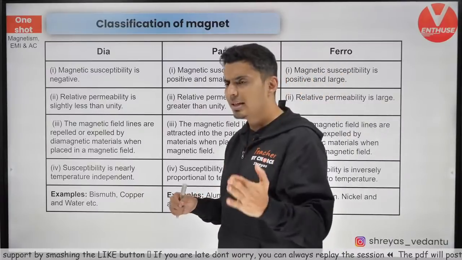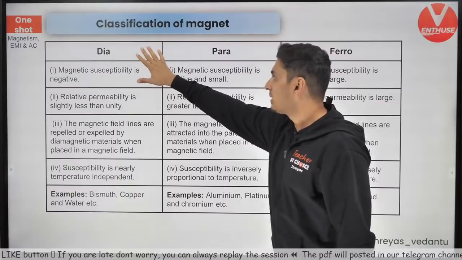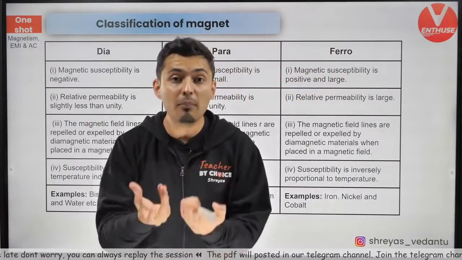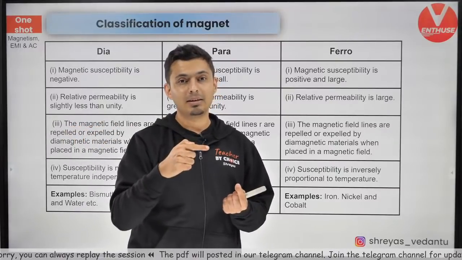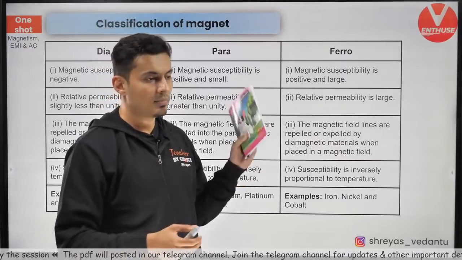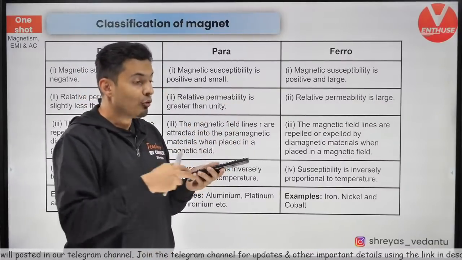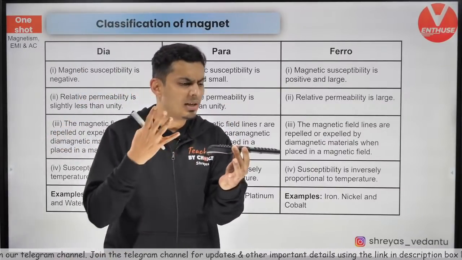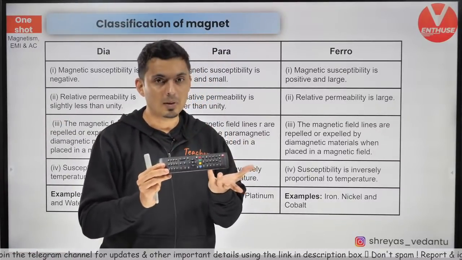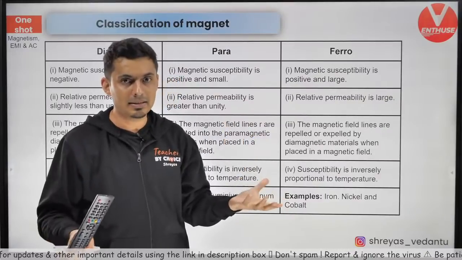Just to give you a very rough idea between dia, para and ferro, both dia and para are actually not magnetic, but they become magnetic when an external field comes. If you take some material, when you see it normally, it does not have magnetic property, but when you apply an external field, it shows magnetic property. Ferromagnetic is always magnetic. I mean, it's permanent magnets.